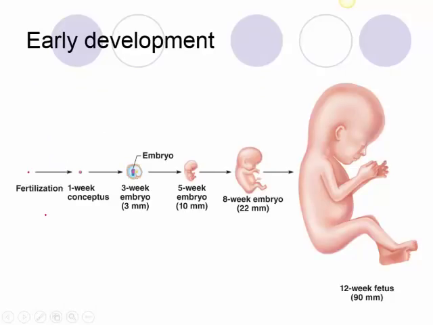So early development is like this. Fertilization occurs. Then you can see at 1 week, the conceptus is this small. Then it becomes much larger. In the early periods, for the first few weeks, we call it the embryo, and thereafter we start calling it the fetus.